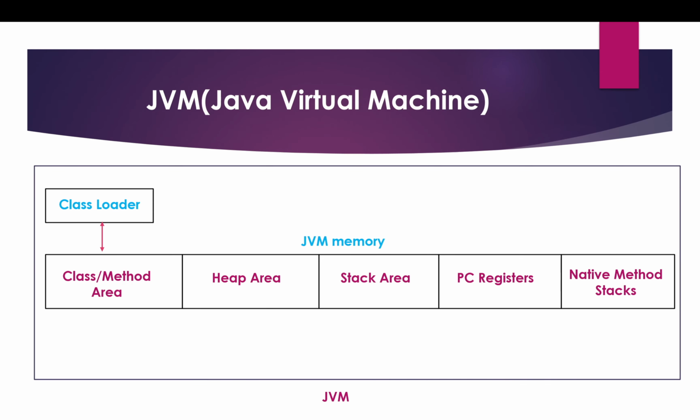Basically, any object or object level information is stored in this heap area of the JVM memory. And in the class or method area, your static variable information or your class level information all gets stored. This is the most asked interview level question: what is stored where? Your object related information is stored in the heap area, and class level information is stored in the method or class level area.